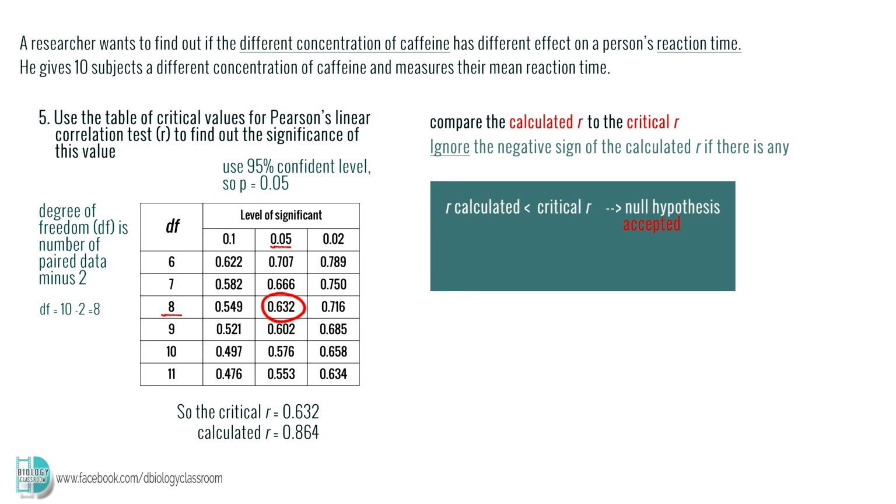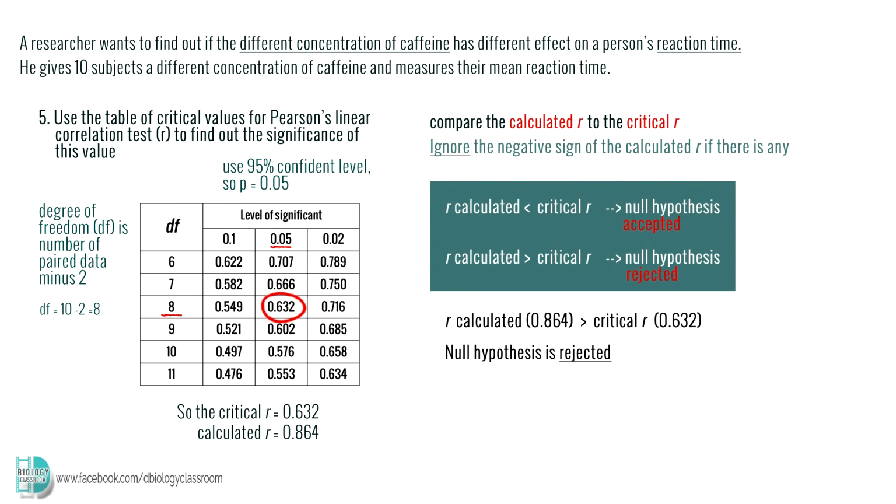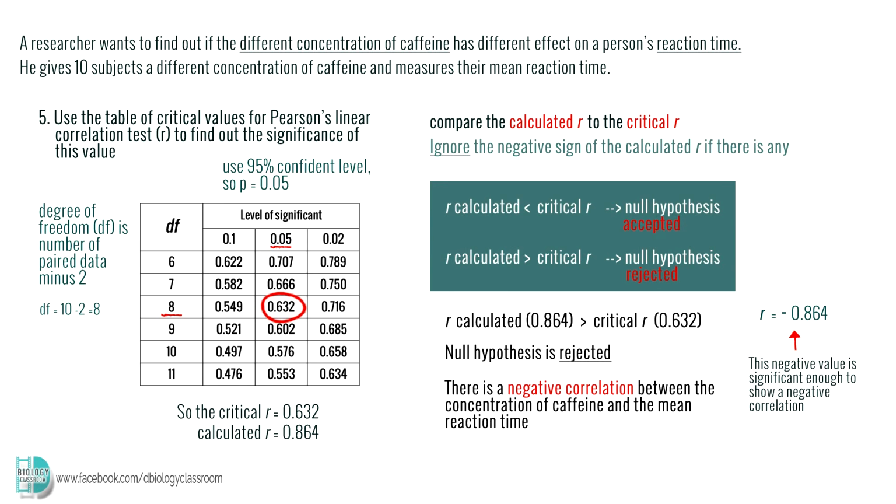If r calculated is smaller than the critical r, the null hypothesis is accepted. If it is the opposite, then the null hypothesis is rejected. In our case, the calculated r is greater than the critical r, so we will reject the null hypothesis. It means that this value is significant enough to show the negative correlation. So the conclusion is that there is a negative correlation between the concentration of caffeine and the mean reaction time.